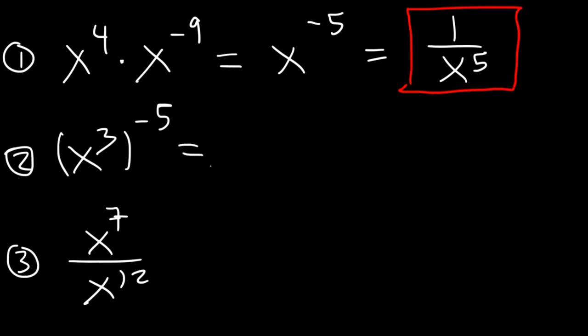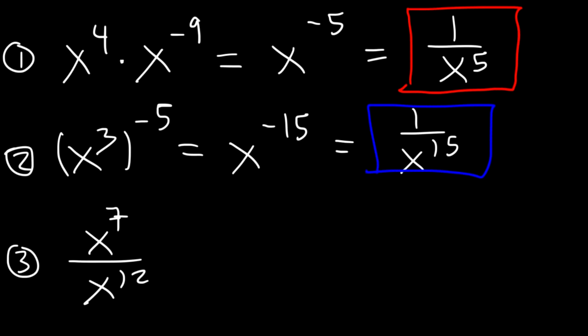Now here we have one exponent raised to another, so we need to multiply. 3 times negative 5 is negative 15. X to the negative 15 is 1 over x to the positive 15. So this is the final answer for that problem. Now for the last one, we need to subtract. We need to take the top number and subtract it by the bottom number. 7 minus 12 is negative 5. And this is the same as 1 over x to the 5.